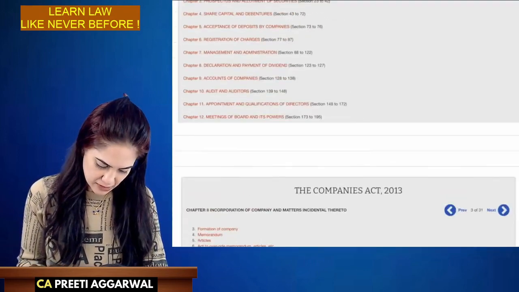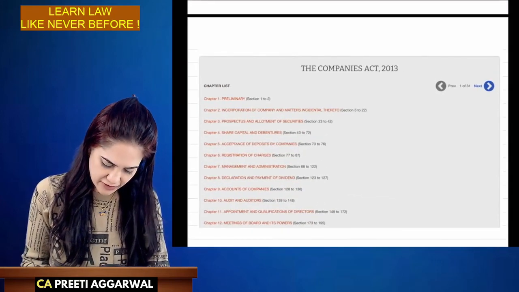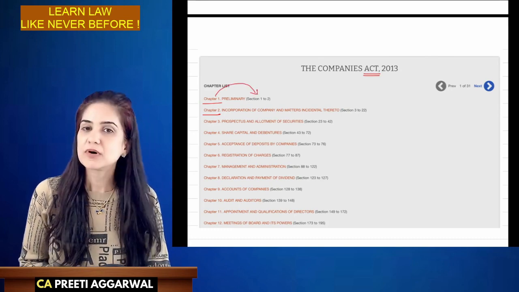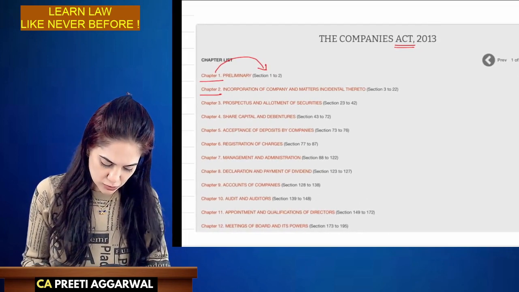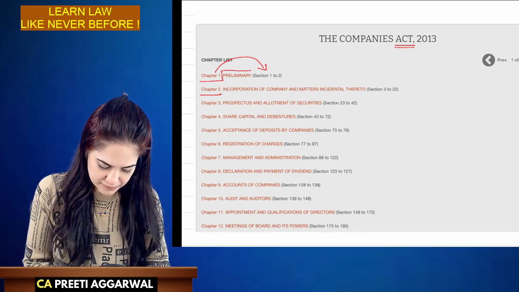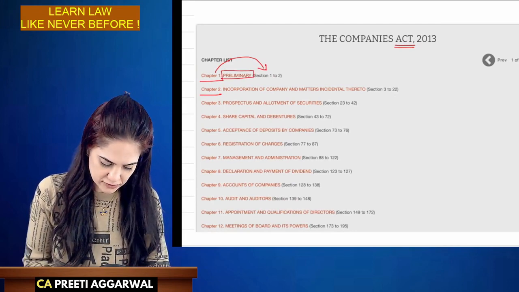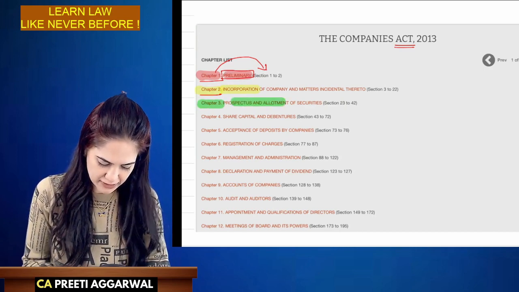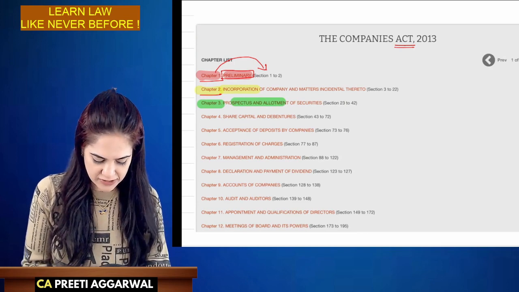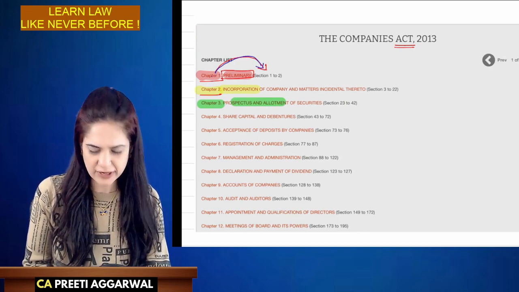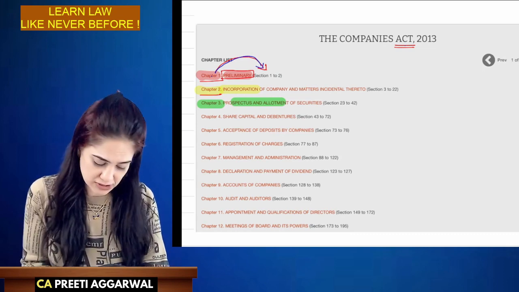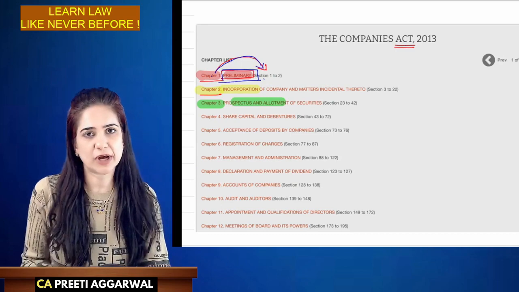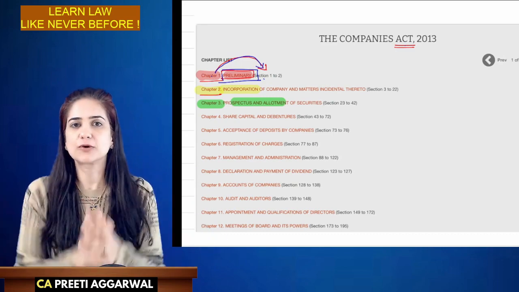Heading and title of the chapter. Look here. The act is first divided into chapters. Chapters are then divided into sections. So every chapter has a heading. Yes. So we have chapter 1 preliminary, chapter 2 incorporation, chapter 3 prospectus allotment. This basically helps us to identify what is covered in that chapter. All the related sections are grouped together.